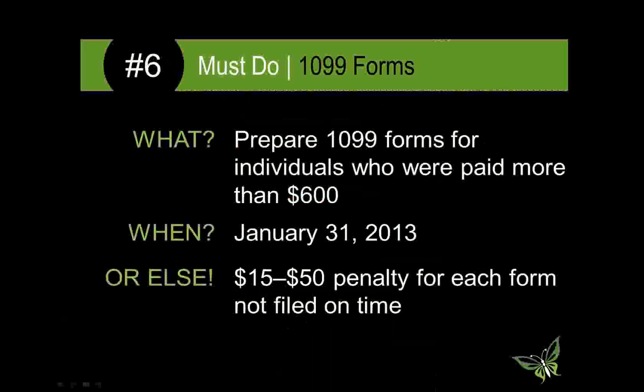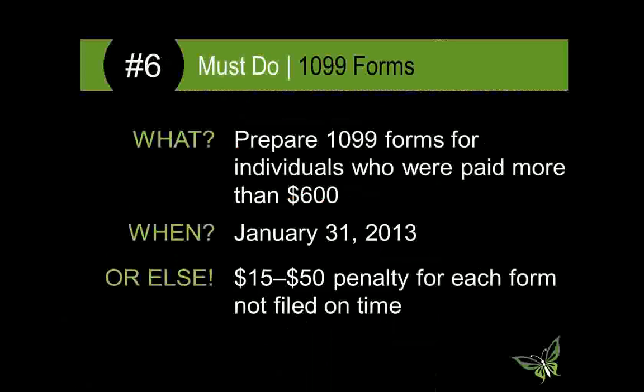So let's talk about the must-do number 6, your 1099 forms. Your 1099 is kind of like the W-2 for an employee, but this is for those non-employees. You need to file a 1099 form for any individual who you paid $600 or more to. That could be a subcontractor, a consultant, that type of person. Not necessarily your manager if they're considered in a certain category. And again, I have more details on that.